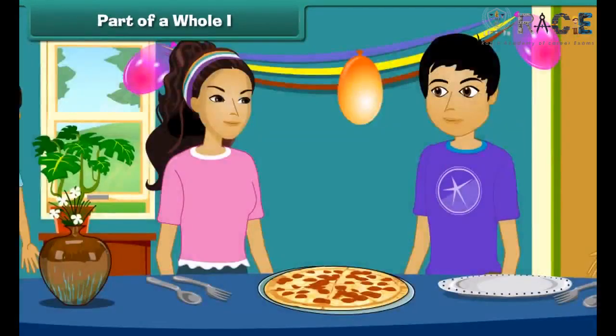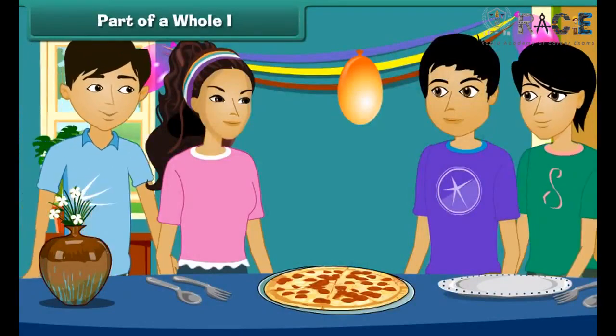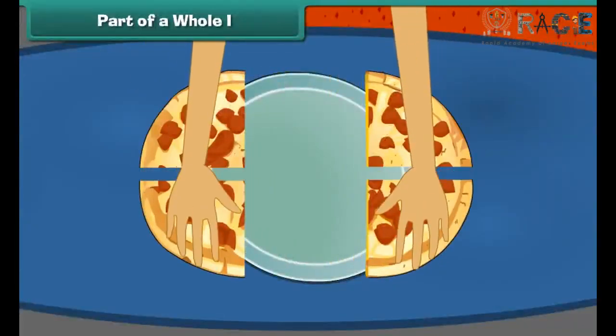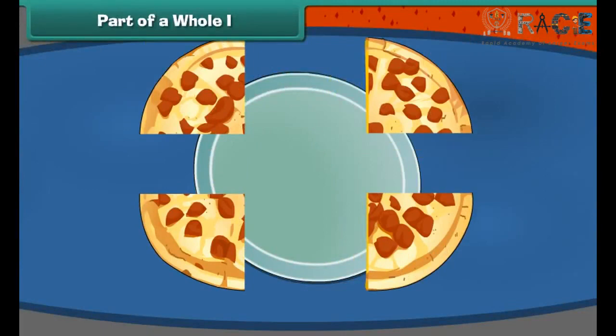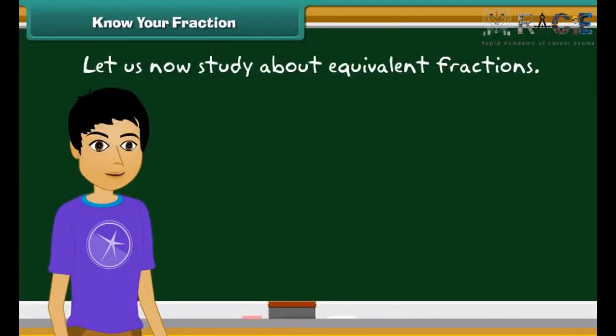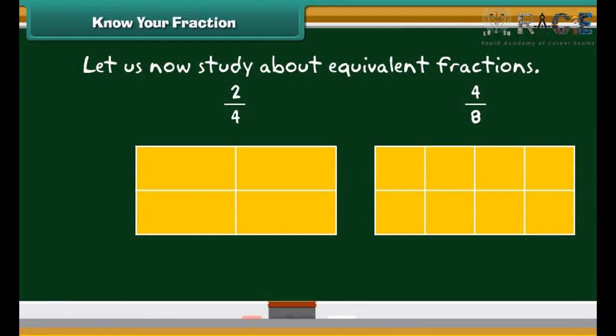Wow, pizza! I like pizza very much. I like it too. Can you share this pizza with me? Yeah, sure. Let's divide the pizza into 2 equal pieces. This can be written as 1 by 2. We also want to eat pizza. Okay, let's divide the pizza into 4 pieces. Each part of pizza is written as 1 by 4.